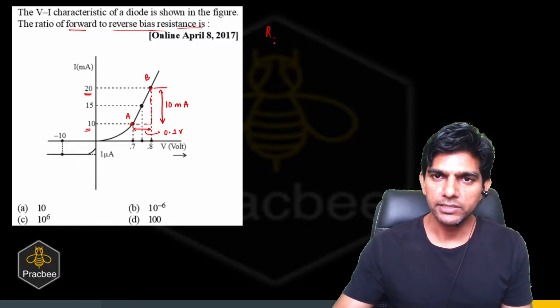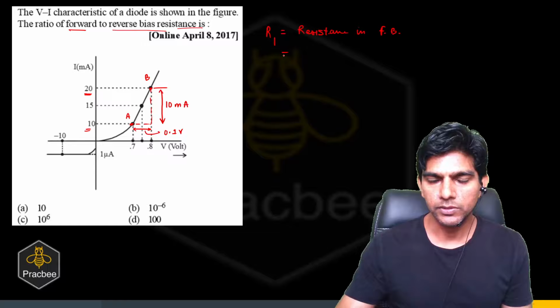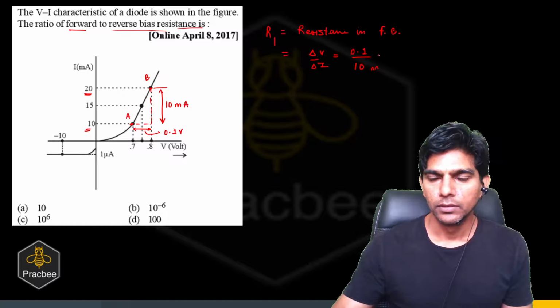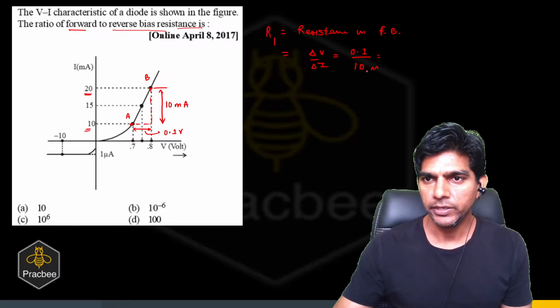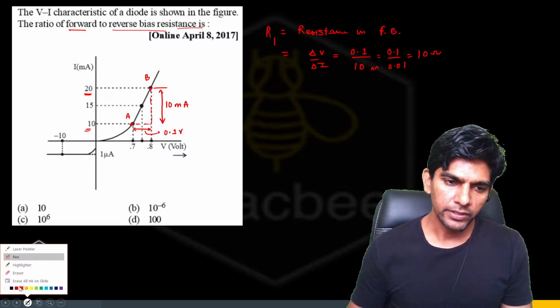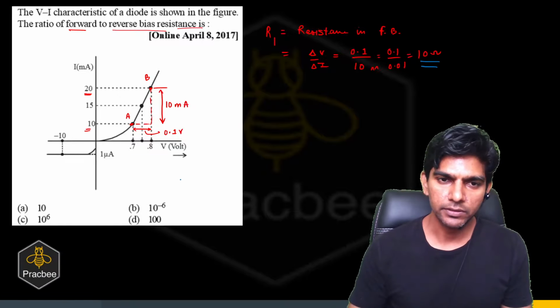So the resistance, let us say R1 is the resistance in forward biased mode. That will be delta V upon delta I, where delta V is 0.1 and delta I is 10 milliampere. So this comes out to be how much? We have 0.1 divided by 0.01, so it will be 10 ohms, right? So in the forward biased mode, we have 10 ohms resistance.